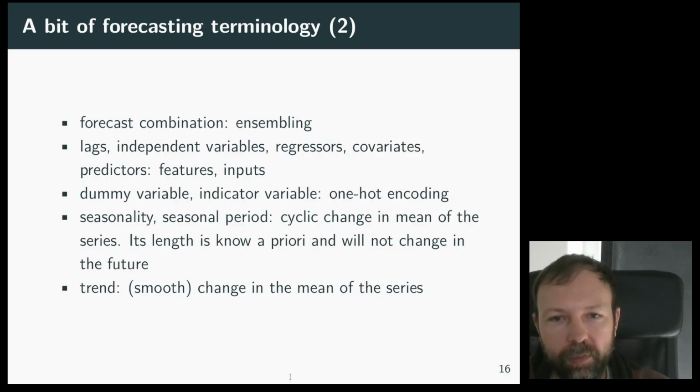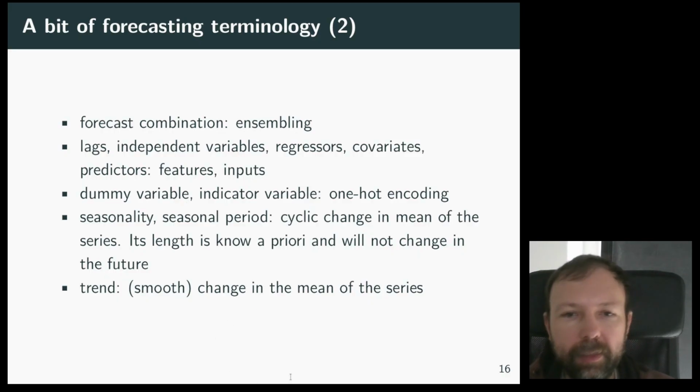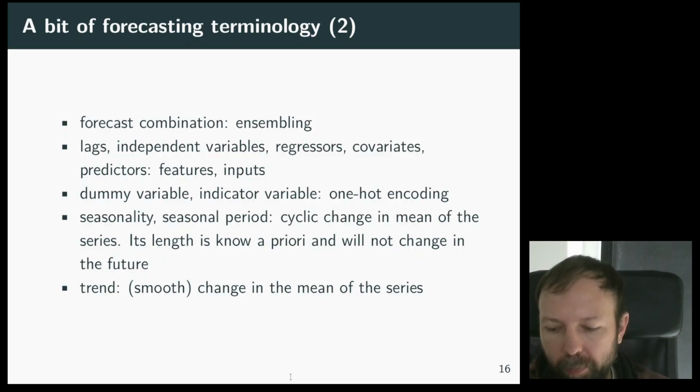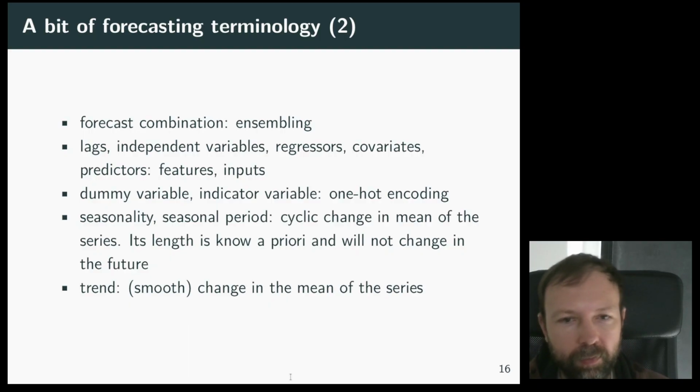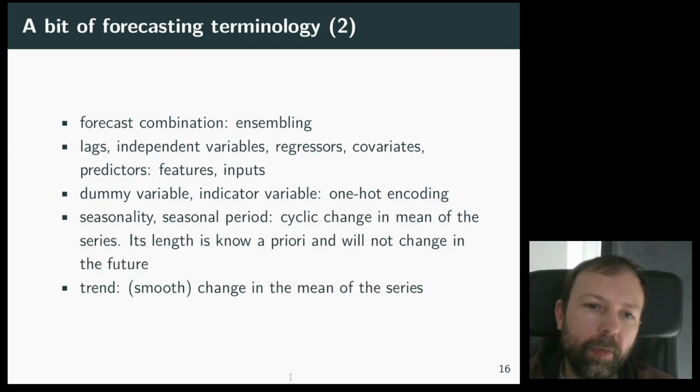Trend is just a smooth change in the mean of the series. Here it is important to also know that there is not really a mathematical definition of what a trend or a seasonality is. Trend is just a smooth change in the mean of the series. So usually you would smooth the series very heavily and say this is now the trend.